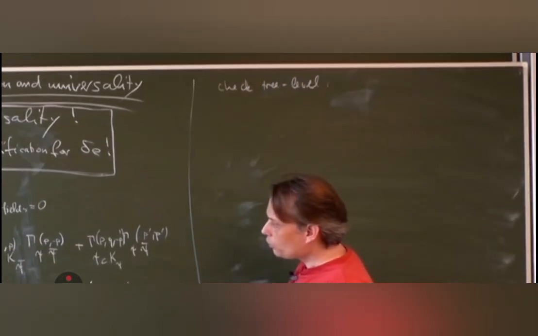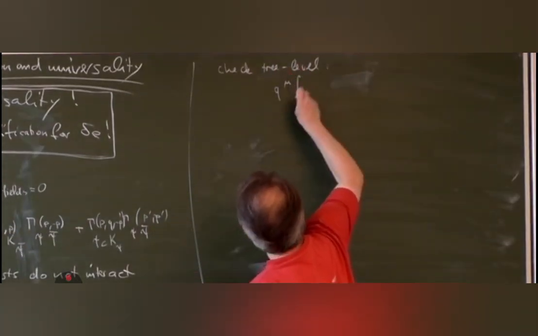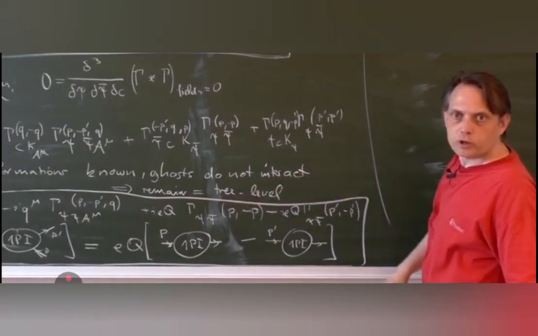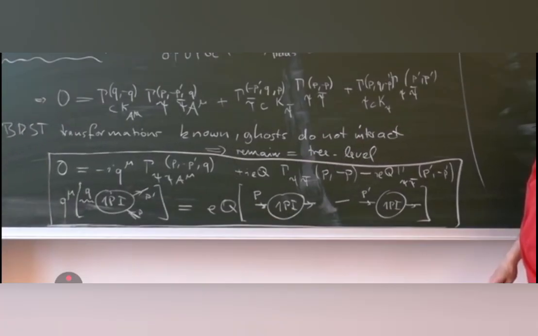So what do you obtain at tree level? At tree level, on the left-hand side, what is this 1PI thing at tree level? So let me know.